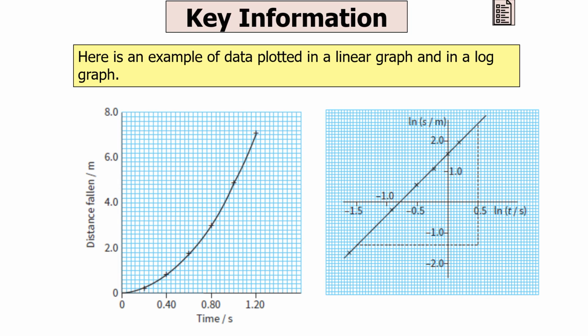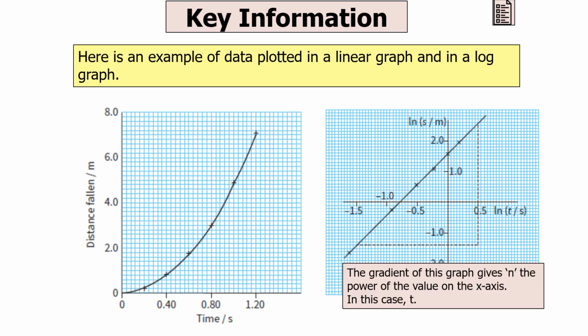So here's examples of data plotted in a linear graph and in a log graph. So you can see here the gradient of this graph will give n, which is the power of the value on the x-axis, which in this case is t. So this links in, because if we worked out the gradient, we could see that the gradient is equal to 3.95 over 2, which is 1.98, which rounds to 2. And this makes sense in the equation.